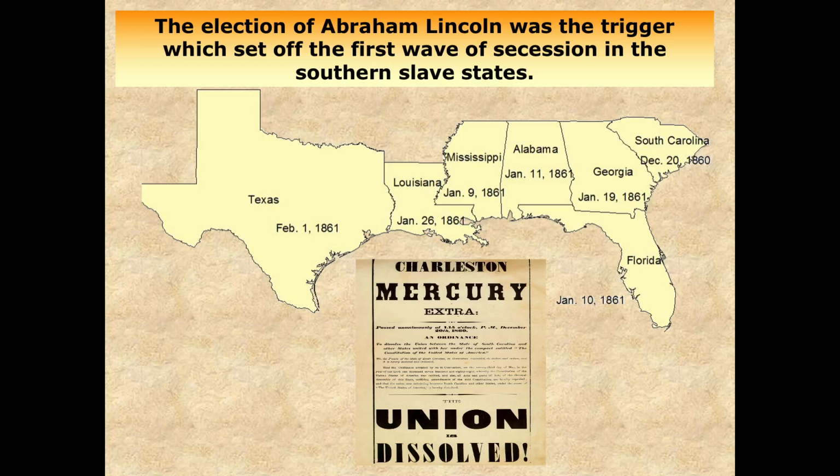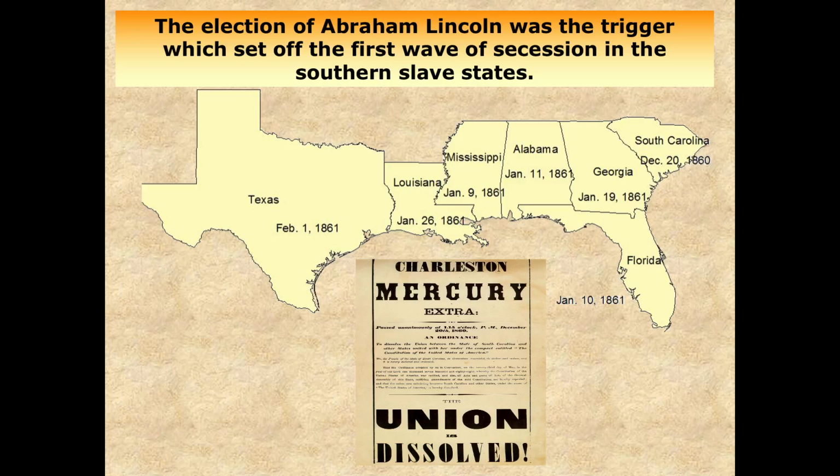Now hold up. Remember, we're missing a few, right? We're still missing Missouri, Tennessee, Virginia, and Maryland. So, essentially, we still have slave-holding states in the Union at this point in time. So, keep that in mind. We're going to come back to that idea in a minute.